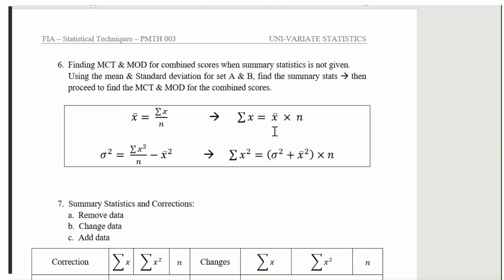So how to find sigma X? It should come to your mind straight away: mean times N. How to find sigma X squared? Standard deviation squared, in other words variance, plus mean squared, bracket it, the whole thing times N. Just put it in your calculator in one shot. Use the brackets. You will never go wrong.